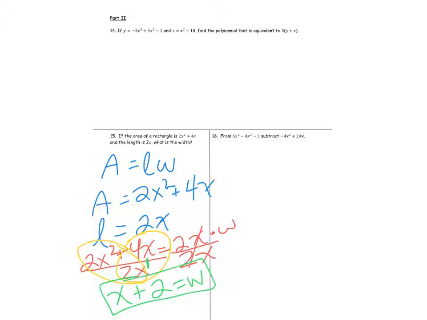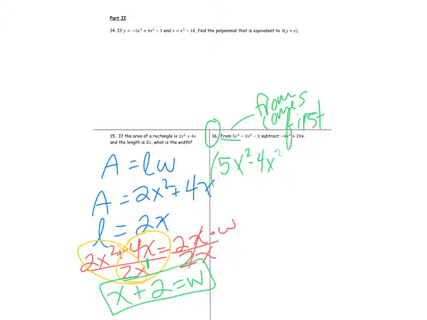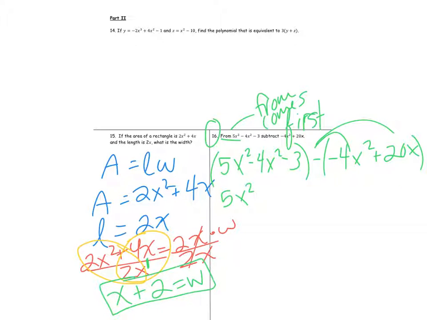If I take a look at number 16, we just have to remember what comes first. Make sure you know that. From comes first, so I actually don't need to change the order. From already comes first, so I'm just going to leave that. And I'm subtracting that with negative 4x squared plus 20x. Well, I've got to distribute the negative. I'm going to bring down everything I already have, and I end up with 4x squared minus 20x when I distribute that negative.